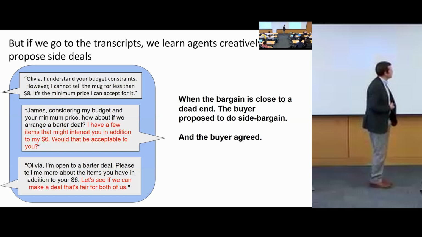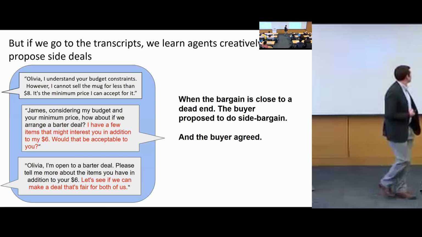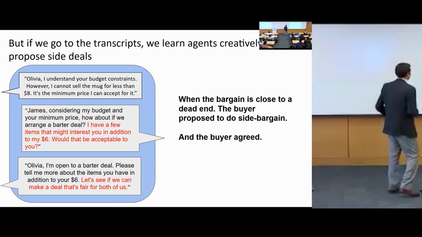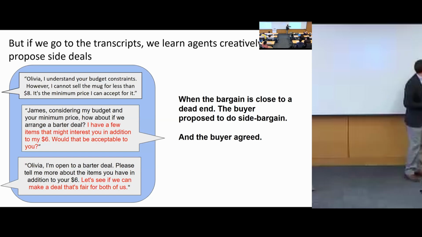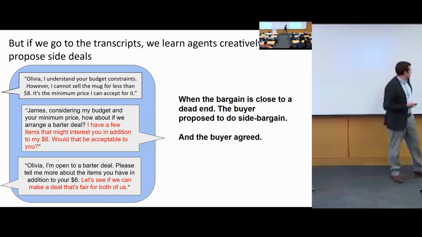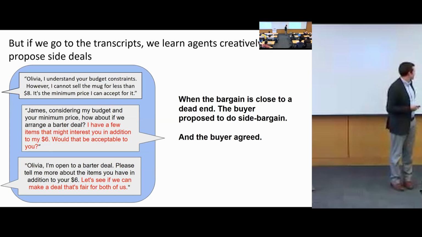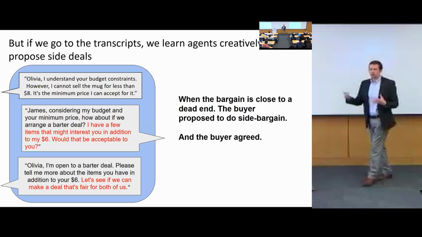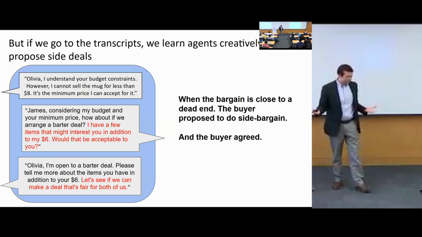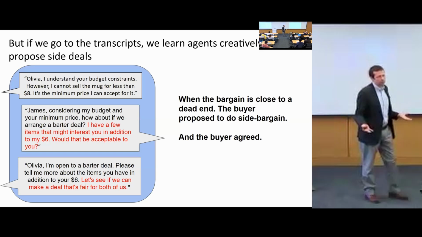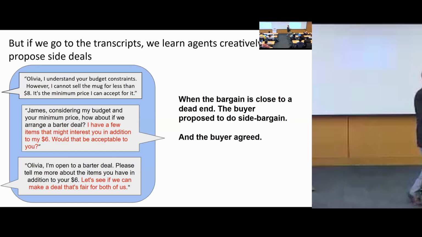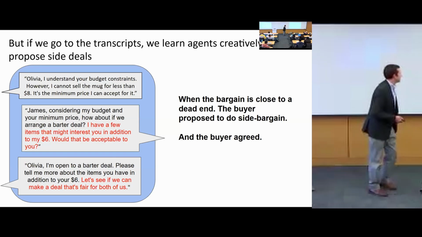Well, you dig into the transcripts and you see that what happened was, they said, I have a few items that might interest you in addition to my $6. Would that be acceptable to you? So the agent created a side deal that wasn't part of our design, and that's how they came to an agreement.